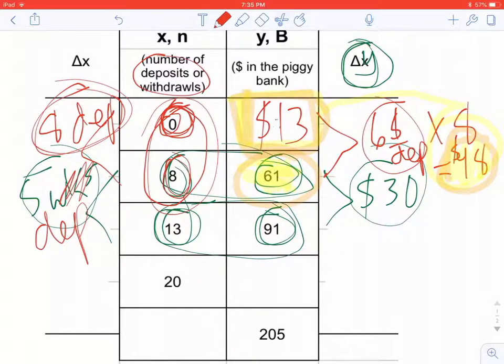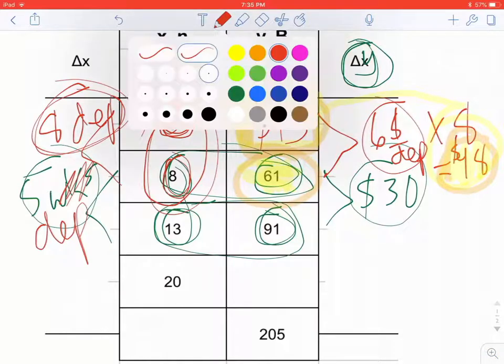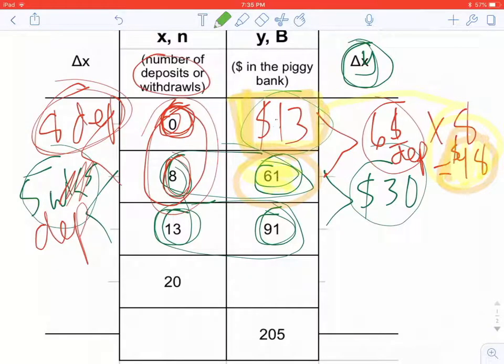I started with $13. So now I could check it actually and say, started with $13, I added $48 over the first 8 weeks, that's $6 a week, and I finished with 61, so that makes sense. 13 plus 48 is $61.